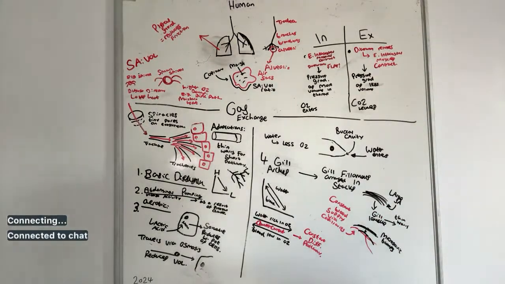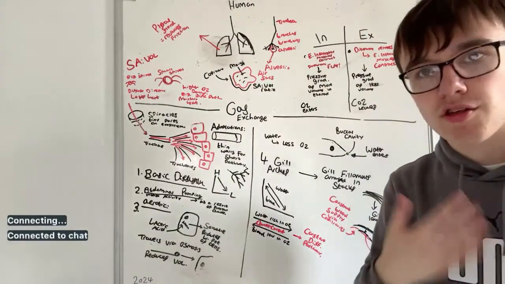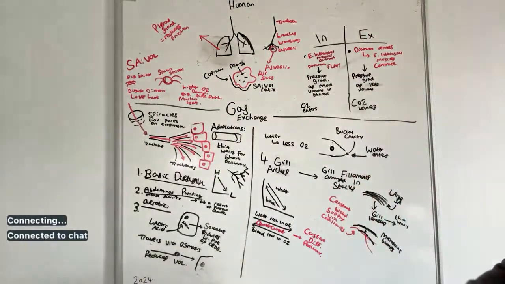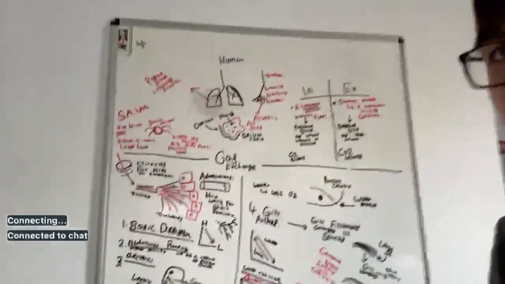Final thing which I just forgot about, but I read it there. Pleural fluid. It basically is just a lubricant on your lungs to reduce friction. There you go. Entire topic in 9 minutes.